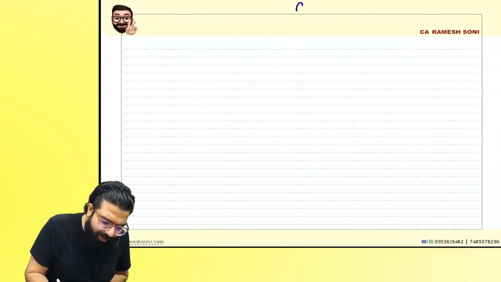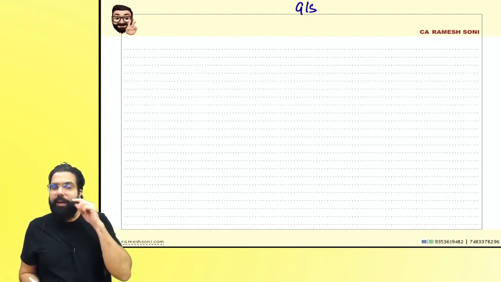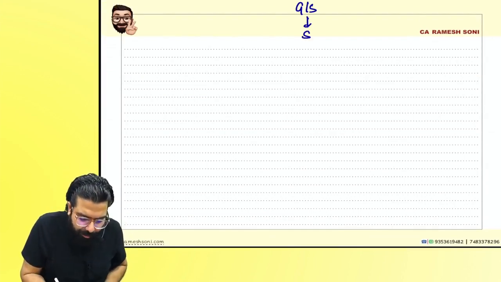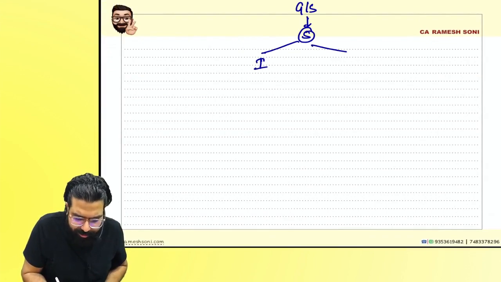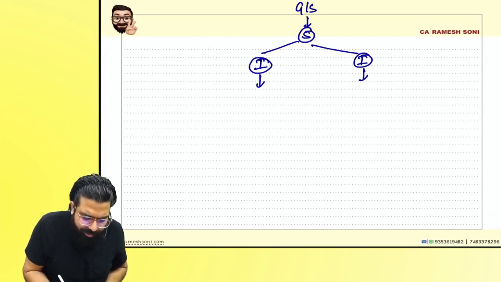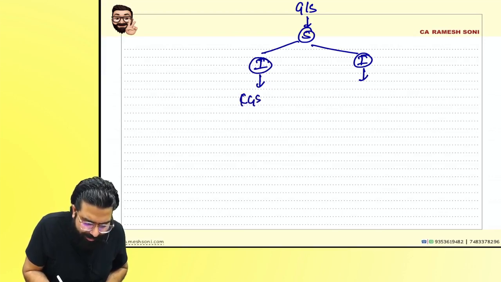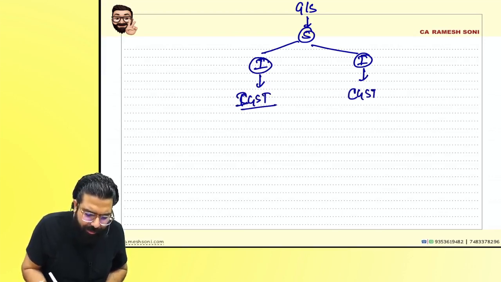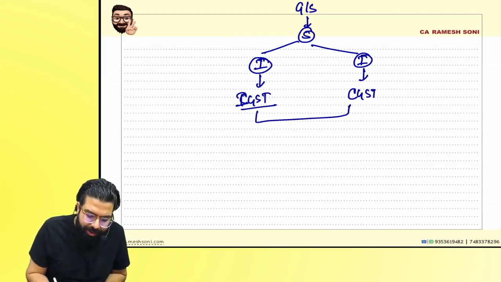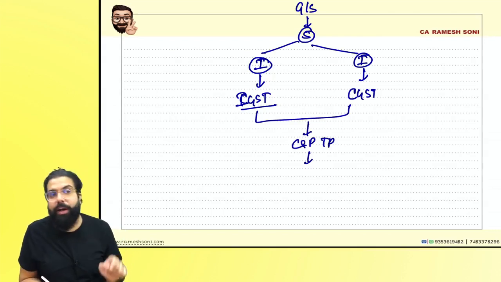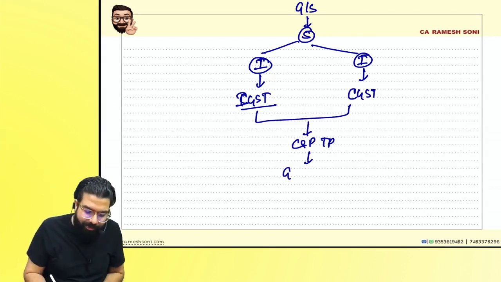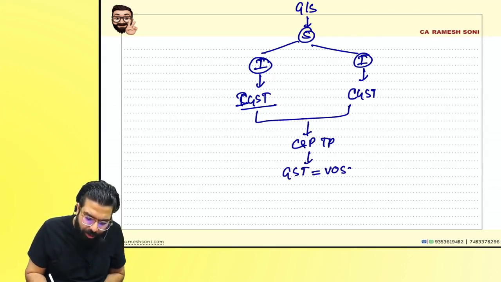We started learning GST with goods and service. Goods and service has to be supplied. Supply can be either interstate or intrastate. IGST will be levied in case of interstate; in case of intrastate, CGST will be levied. Once GST is levied, GST has to be collected and paid by a taxable person. He will go ahead and calculate GST. GST is equal to value of supply into rate of tax.